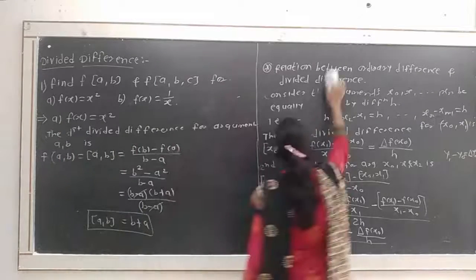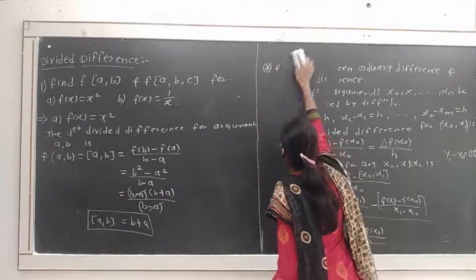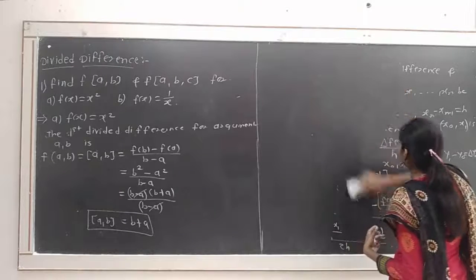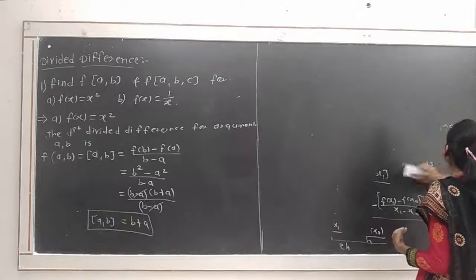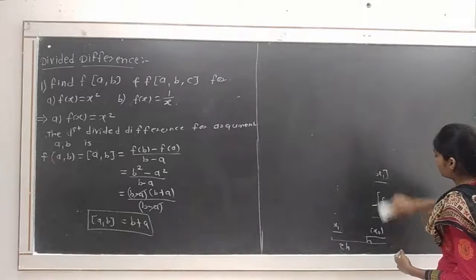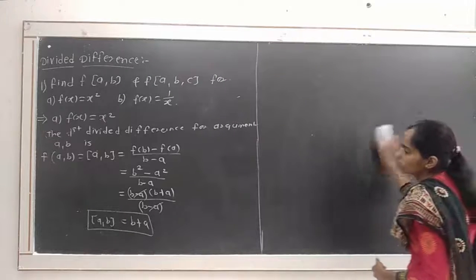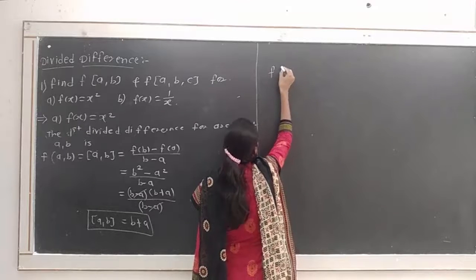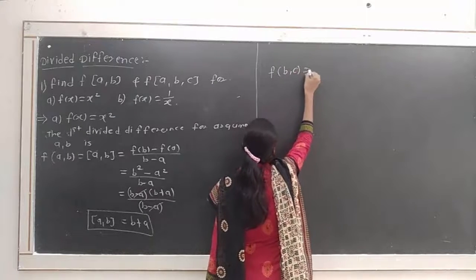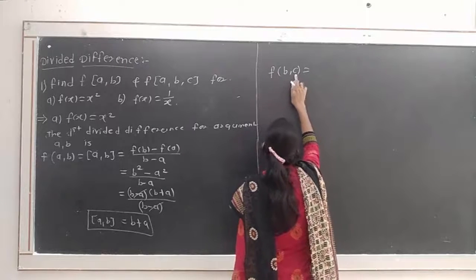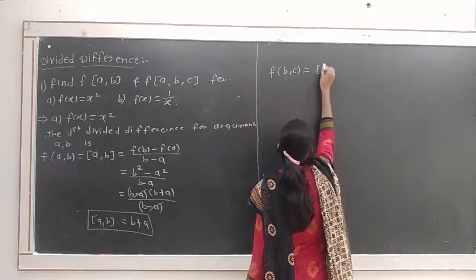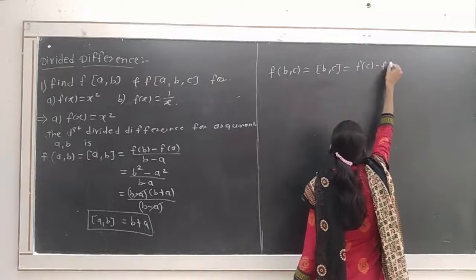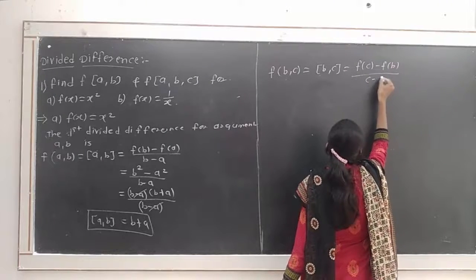Then similarly we find the second divided difference. For finding the second divided difference, first we want to find the first divided difference for the argument B and C also. So we find f of B, C. Divided difference for the argument B and C is, by using the definition, f of C minus f of B divided by C minus B.